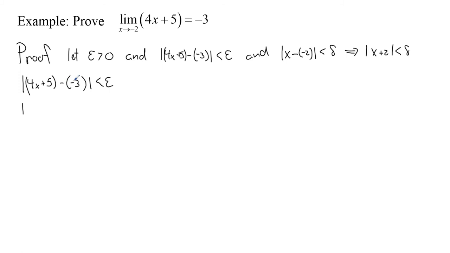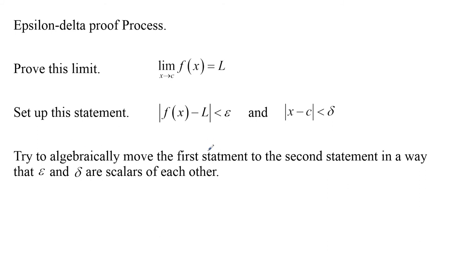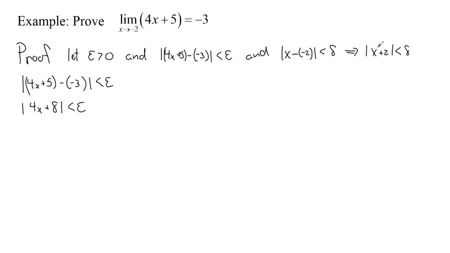So minus negative is like plus positive, so I have 4x, 5 plus 3 is 8, and we're talking less than epsilon. Now again, what was the goal? Let's go back. The goal is to algebraically move the second statement in a way that epsilon and delta are scalars of each other. So we're trying to manipulate what's inside the absolute value to look like x minus c. So I'm trying to make it look like x plus 2. Well, look what I have here: 4x plus 8. That's just off by a scalar, and that's what we're trying to figure out. So I'm going to factor out that 4, and now I have my x plus 2.